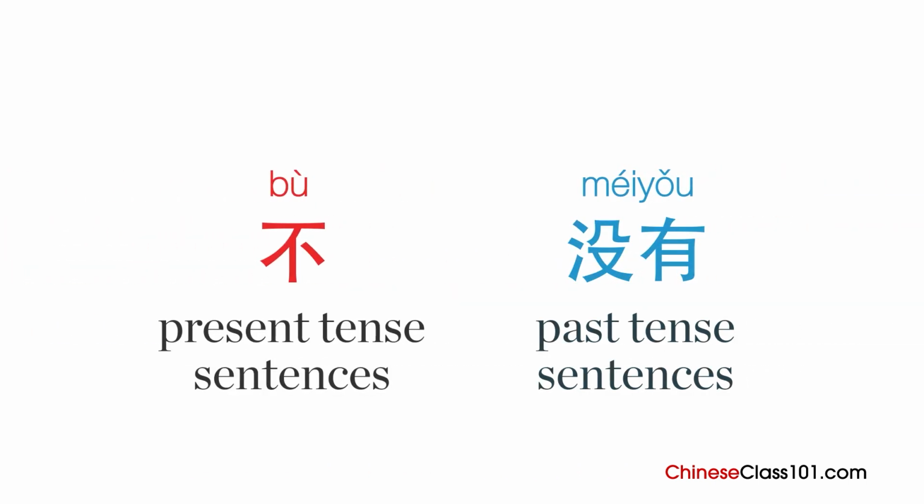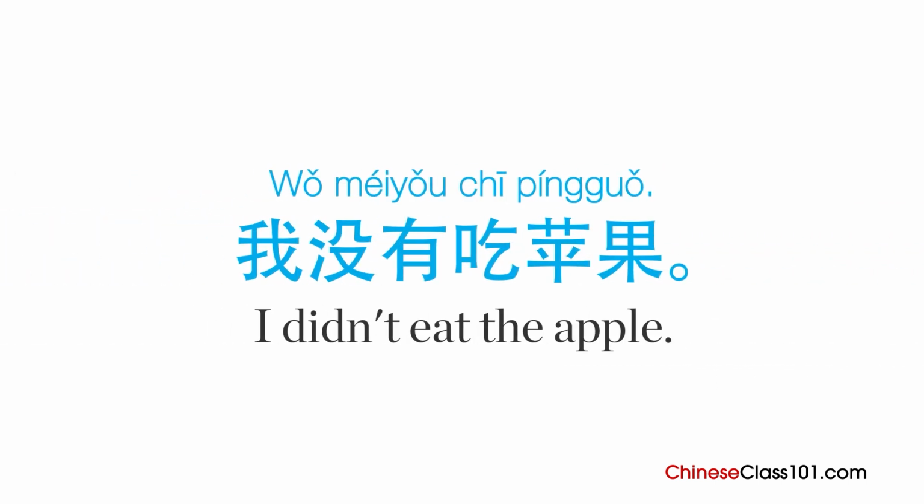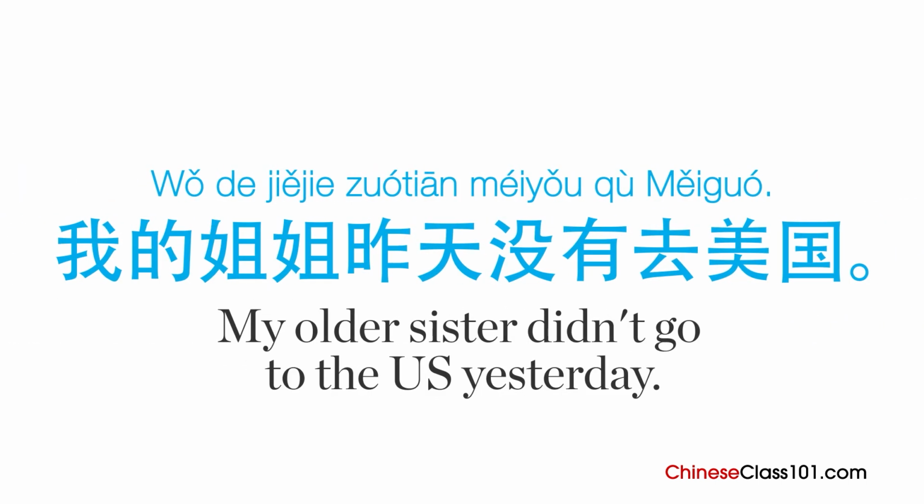We use 没有 in past tense, meaning didn't or haven't done something. 我没有吃苹果. I didn't eat the apple. 我的姐姐昨天没有去美国. My older sister didn't go to the US yesterday.